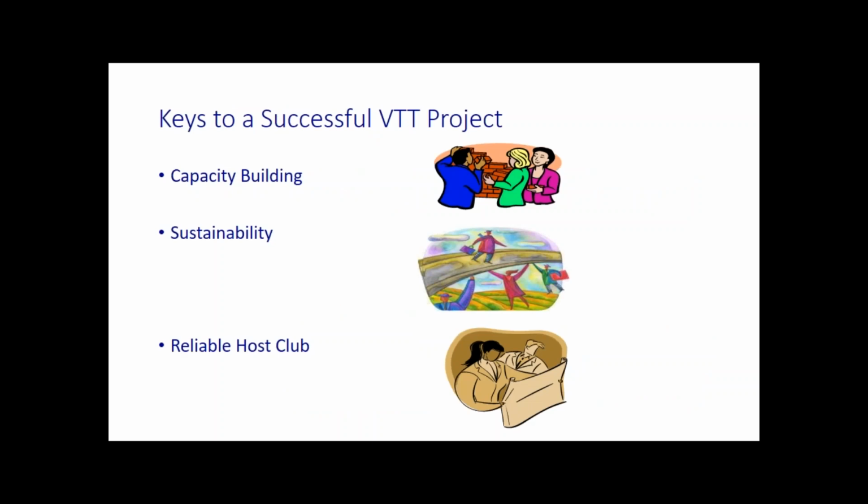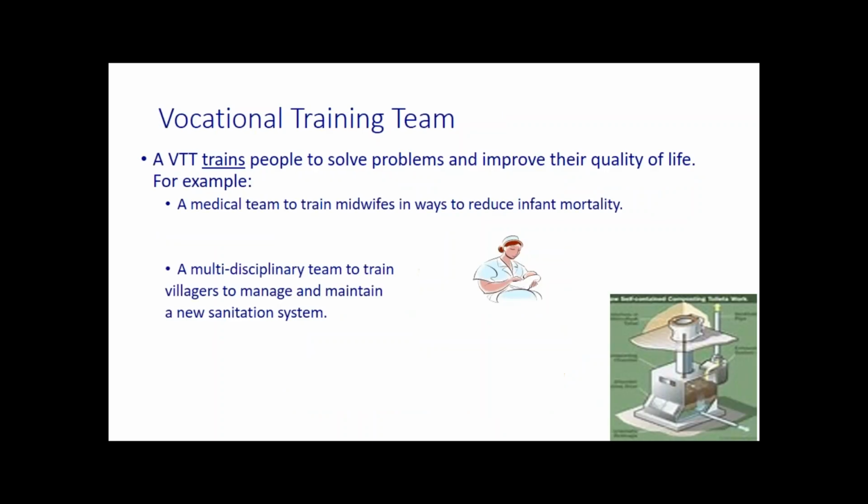So what we do with VTT is try to build capacity in a sustainable way with a reliable host club. So the requirements for a global grant apply to the requirements for a vocational training team. It trains people to solve problems and improve quality of life. Example, for maternal health and care, a medical team trained midwives to reduce infant mortality. Another multidisciplinary team trained villagers to manage and maintain a sanitation system. As you can see, if you have a water project, you actually can combine a vocational training team with a water project to train the people to care for it.